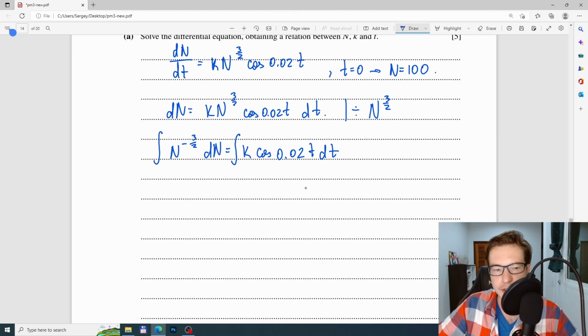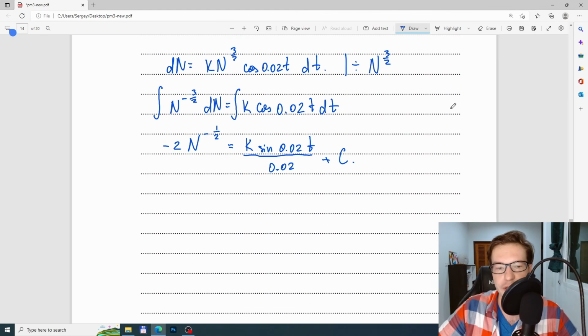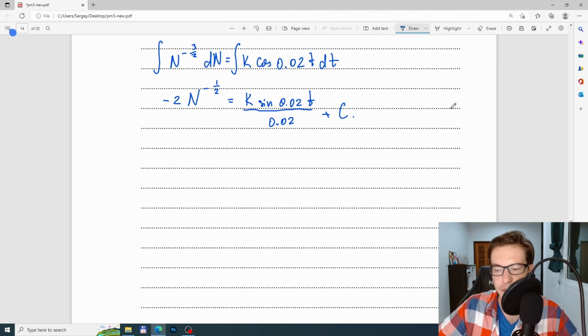And we will get minus 2 times n to the power of minus a half equals k times the integral of cosine, which is going to be sine 0.02 t divided by 0.02, and don't forget to add c. Now, at this point, we'll have to figure out the value of c, and we can substitute t equals 0 and n equals 100. So we'll get minus 2 over 10 equals c.